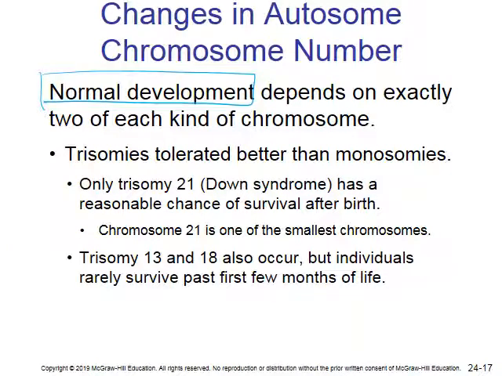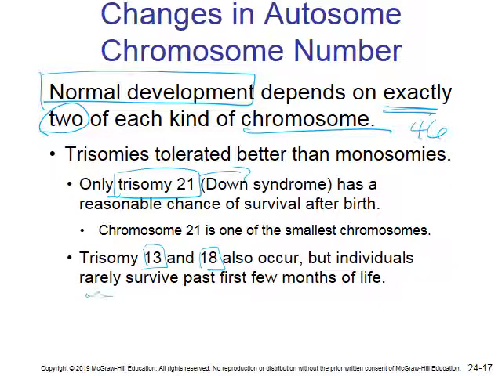Normal development depends on exactly the right number of chromosomes. So we need 2 of each chromosome for a total of 46. If we deviate from that number, we're going to have problems. We're either going to have too much protein production or too little. For trisomies, the only one that survives to childhood and adulthood is Down syndrome, trisomy 21. Trisomy 13 and 18 have been born, but they rarely survive past the first few months.